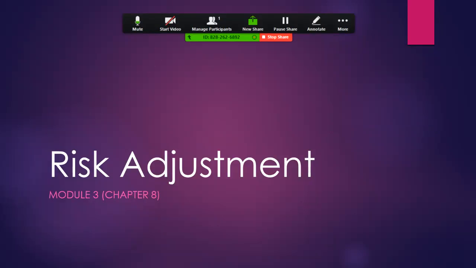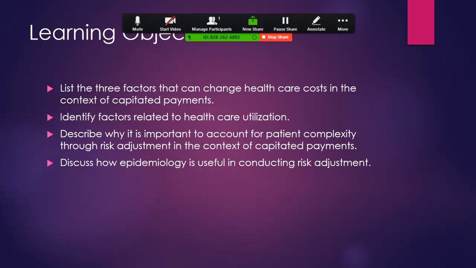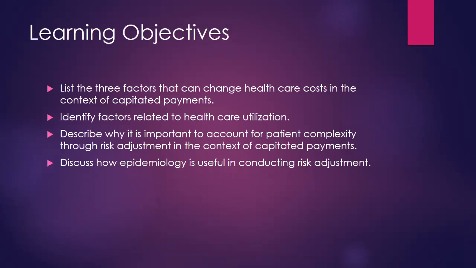In this Module 3 video, we'll be covering risk adjustment. Our objectives are to identify the 3 factors that can change healthcare costs in a capitated payment system, identify factors related to healthcare utilization, describe why it is important to account for patient complexity through risk adjustment in capitated payment systems, and finally discuss how epidemiology is useful in conducting risk adjustment.